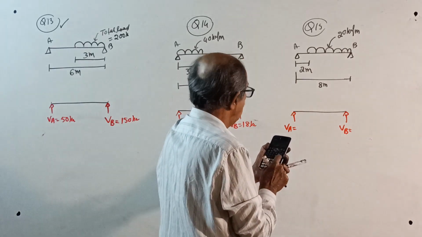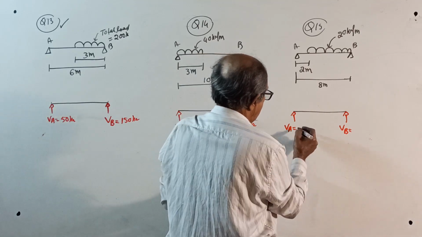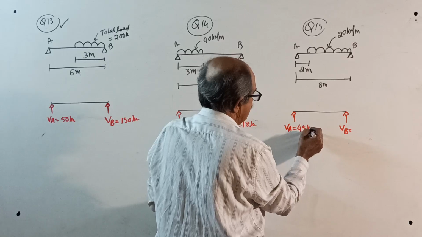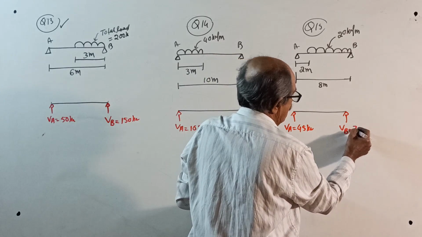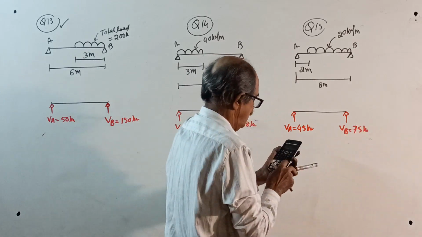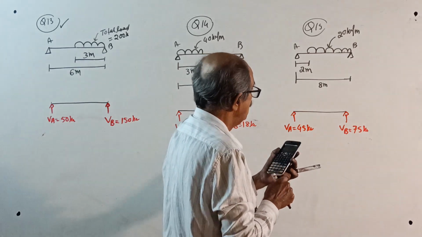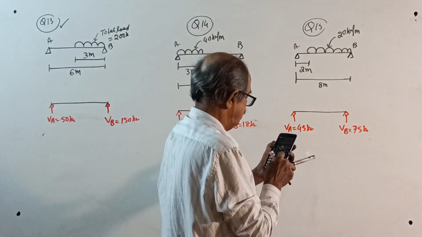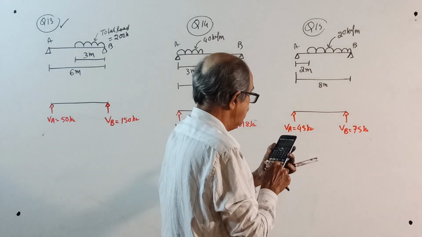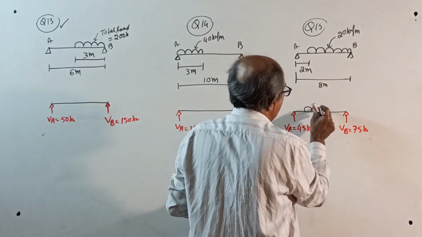120 into 3 divided by 8. 45 kilonewton minus 20 into 6 is 75 kilonewton. I will check the answer. 20 into 6 into 2 plus 3 is 5... 6, wrong. See, 20 into 6 into 2 plus 3 is 5 divided by 8. It's correct. 75 correct. Divided by 8. I divide by 10 meter.